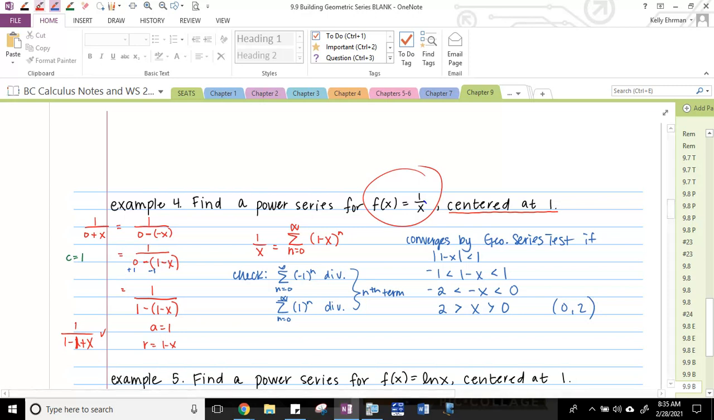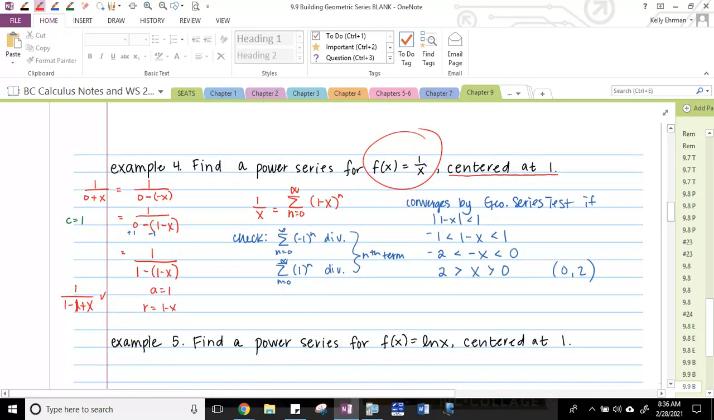I want to make an adjustment on my power series. It was easy to leave it as 1 minus x to the n, but normally when we do power series, our power series are like x minus c to the something. So it's a small adjustment to make. Let's just work on that a little bit more.